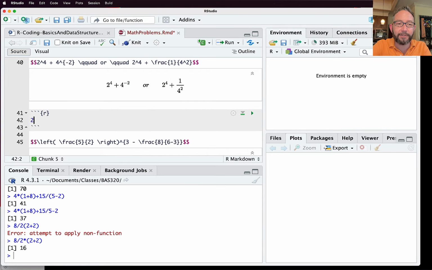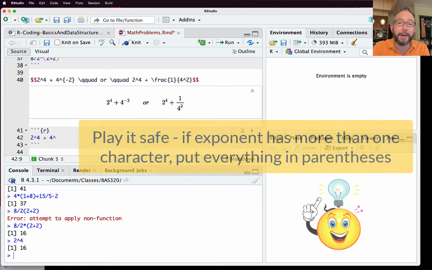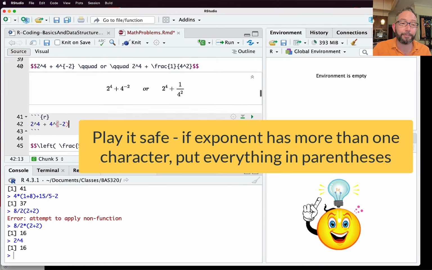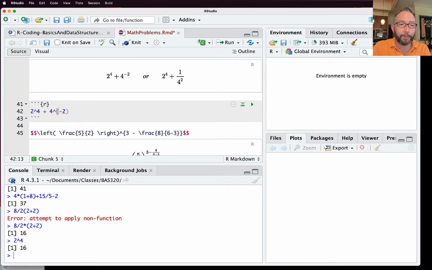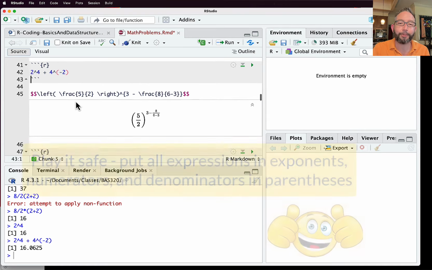So in R, how do we do this? To take 2 and raise it to the 4th power, we separate the 2 and the 4 by the shift 6, that caret symbol. That's going to give us that 16. And if we're going to add that to 4 raised to the minus 2 power, well, what we're going to do is, because we have more than one symbol in our exponent, we're going to wrap that in parentheses to make sure that R is treating that appropriately. So when we run this, we'll get 16 plus 1 divided by 4 squared, 16.0625.